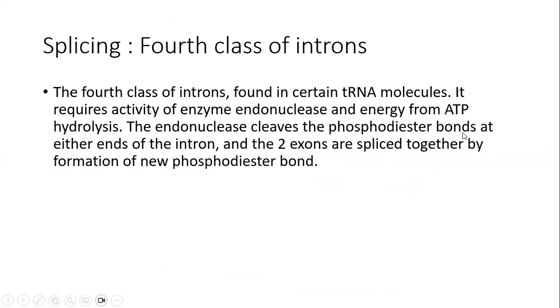Coming to the fourth class of introns, which is found in certain transfer RNA molecules. It requires the activity of the enzyme endonuclease and energy from ATP hydrolysis. The endonuclease will cleave the phosphodiester bond at either end of the introns, and the two exons are joined together, leading to formation of a new phosphodiester bond.